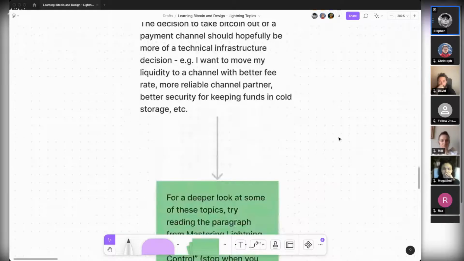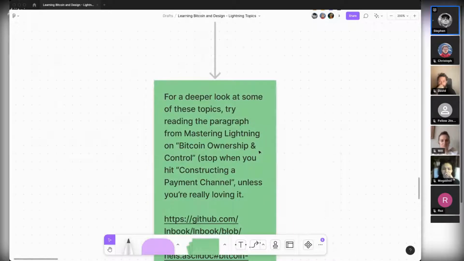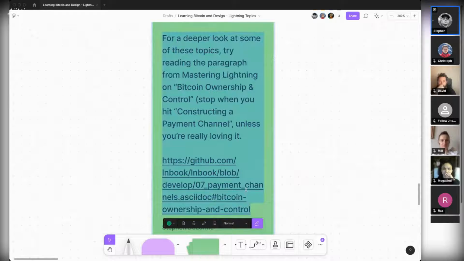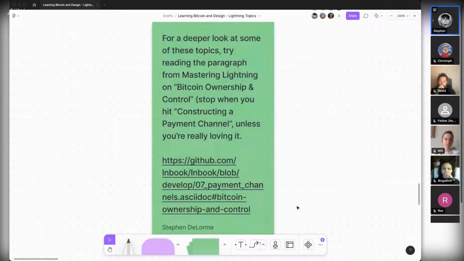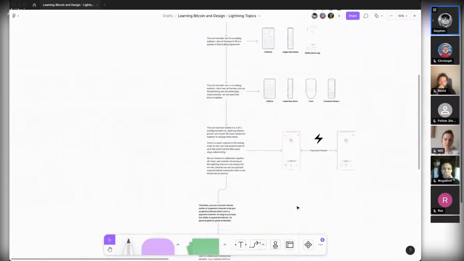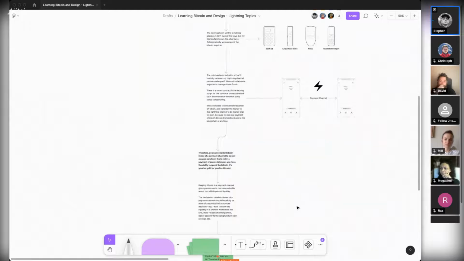So there's a paragraph I linked to in Mastering Bitcoin, or Mastering Lightning. It's a very technical book, but this handful of paragraphs goes over what I was just talking about, worded differently, and that's where I got the inspiration for all of this. So, long-winded way of saying it, but it's good to just think about Bitcoin in a payment channel as being just as good as Bitcoin on chain. Any thoughts or comments on that?